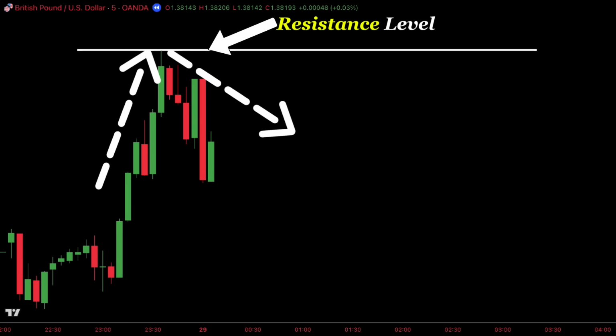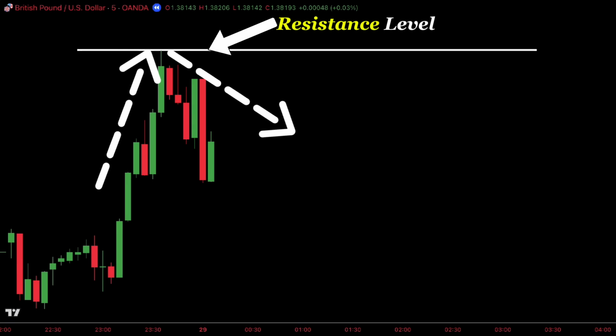You might be asking, why? First, the level is obvious. You don't need to spend time searching for it. It stands out immediately. Second, it has been respected recently, which means it is still fresh and relevant. Third, it aligns with a major swing low, while the level above represents a major swing high. With these criteria combined, we can say this is a high-quality support level.